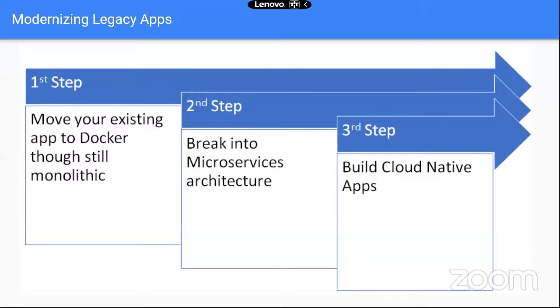The third step is to build cloud native applications. Cloud native applications are an evolution of the microservices architecture, in which you are using Kubernetes and cloud related technologies which are integrated with the cloud platforms. So it makes sense to follow this three-step strategy when it comes to migrating legacy applications into a Kubernetes or a containerized environment.